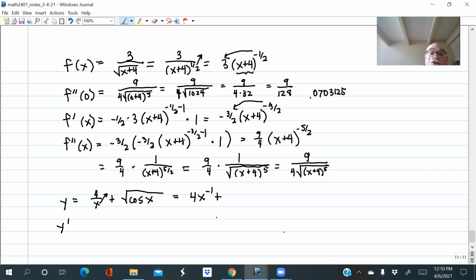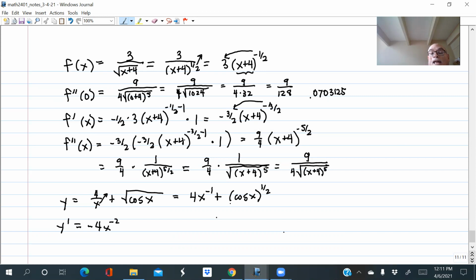Now, for the second term, the problem there is that square root. So you're going to have to write this as cosine of x to the 1/2 power. Okay. Now let's find the derivative. Just go turn by turn. Find the derivative of 4x to the minus 1 power. Bring the minus 1 down, so you get a minus 4. Minus 1 times 4 is minus 4. And then you have x to the minus 1 minus 1. That's going to be minus 2.